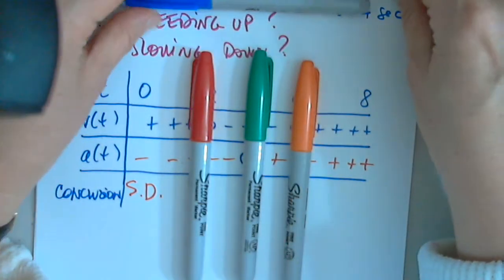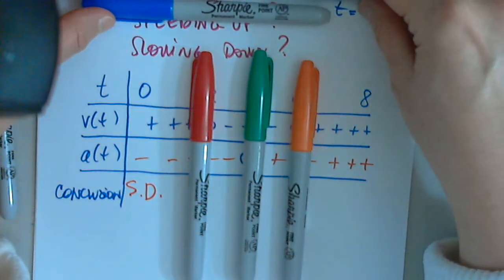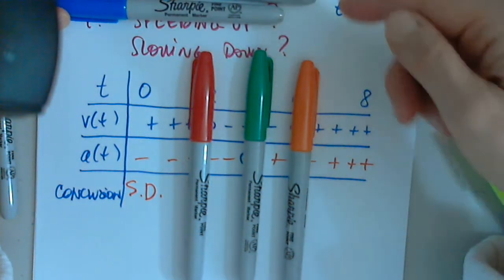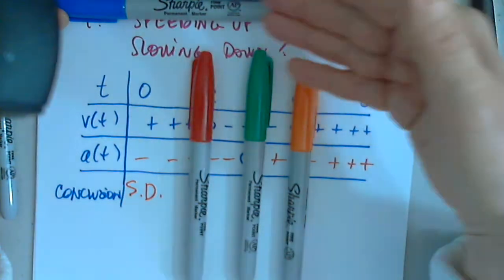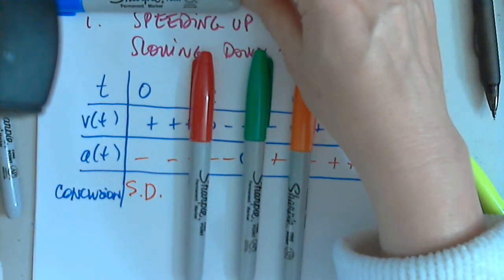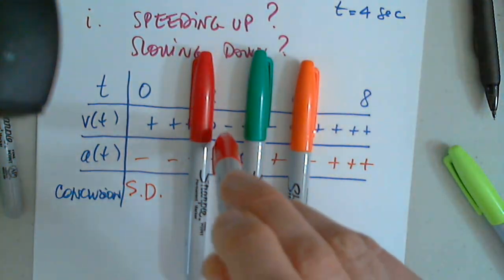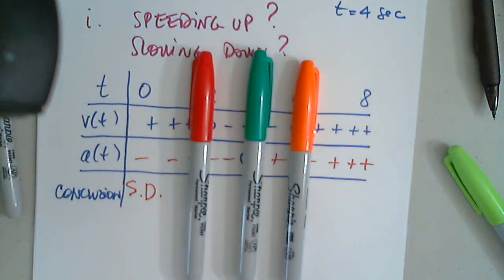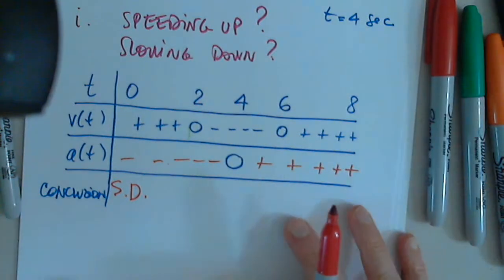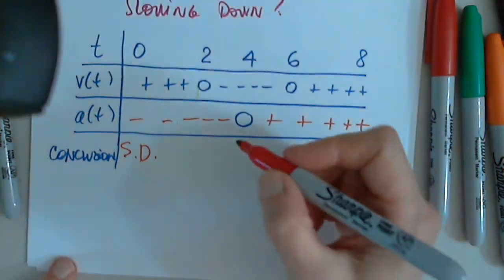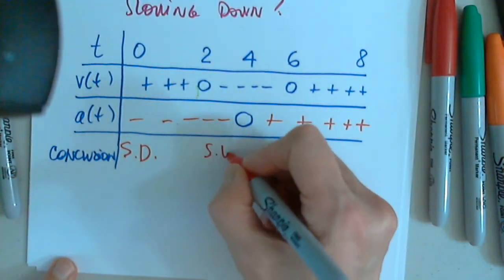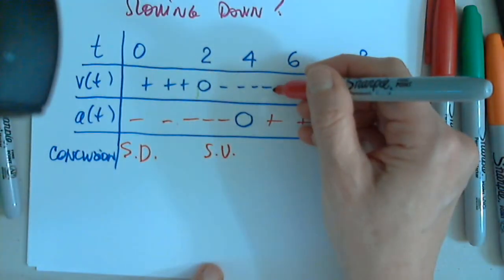So slowing down. Here, both of them are negative. So now they are going in the same direction. It's like the airplane and the tailwind. They're helping one another to increase the speed. So both negative, they are helping each other. They are working towards the same target. So speeding up.